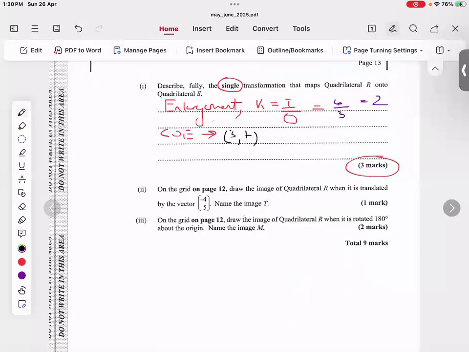On the grid on page 12, you're to draw the image of R now. So you have to draw one more image of R, but you're going to draw it when it's translated by the vector -4, 5. So it's 1 mark, so it's light work. So all you're going to do is go back to R, right? I'm going to move the screen up to the shape R. And then for each point on R, I'm going to move the point 4 to my left and 5 up.